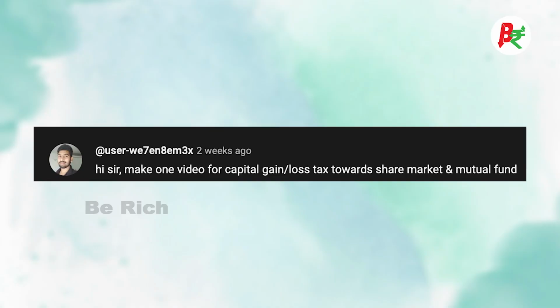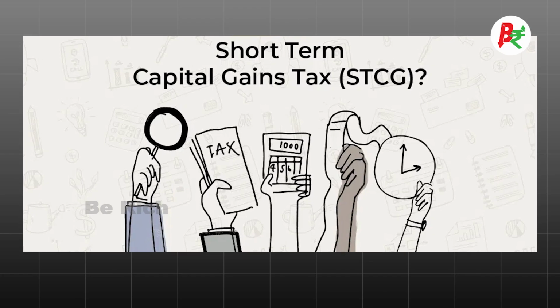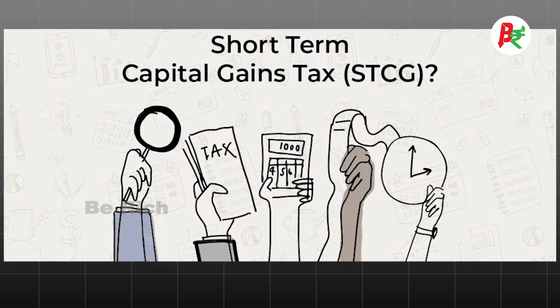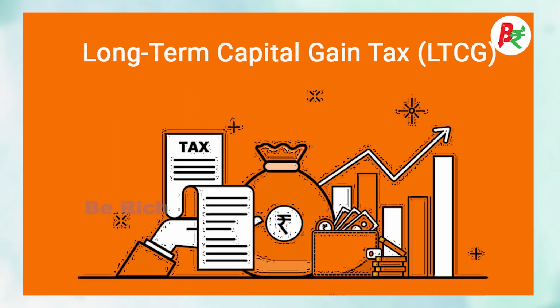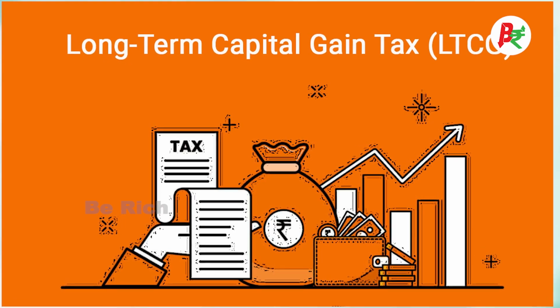The first question is, sir, make a video for capital gain or loss tax towards the share market and mutual fund. Okay. In the stock market, you have short-term capital gains, which is known as STCG. Then you have the long-term capital gains, which is the LTCG. Any gains on sale of shares listed on a recognized stock exchange held for less than 12 months. Okay. You buy it today. So till 365 days are over from buying it today, if you sell it before that, it will fall under short term. Okay. And that is 15% plus surcharge, cess and everything.